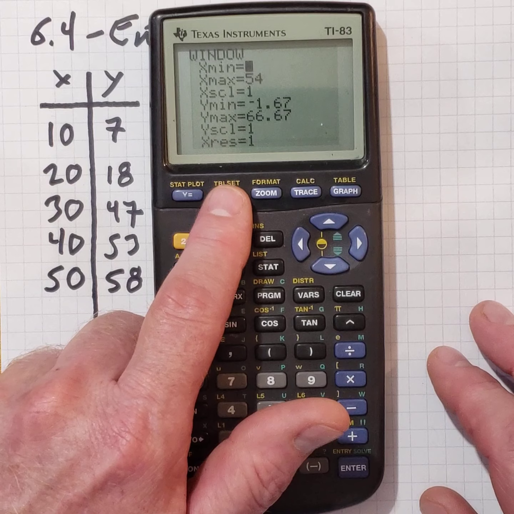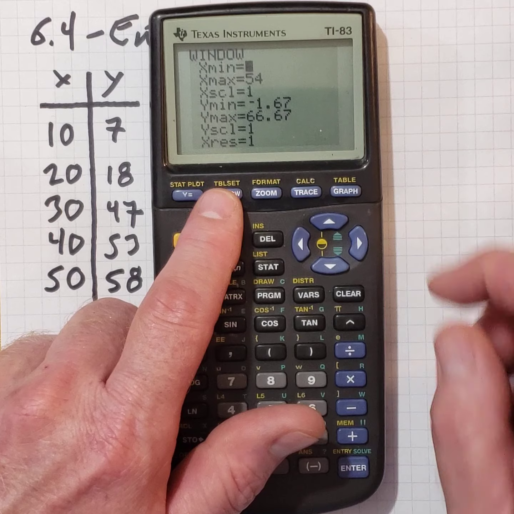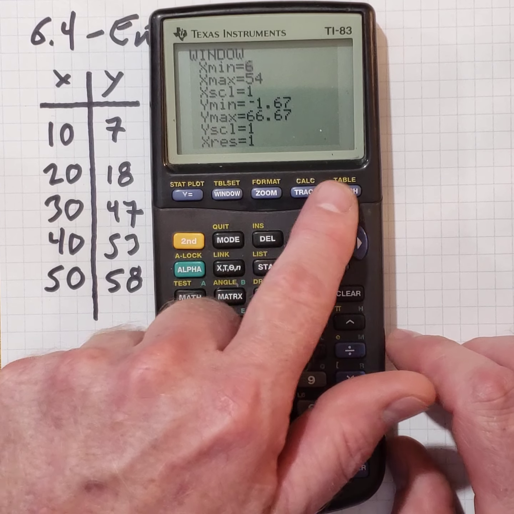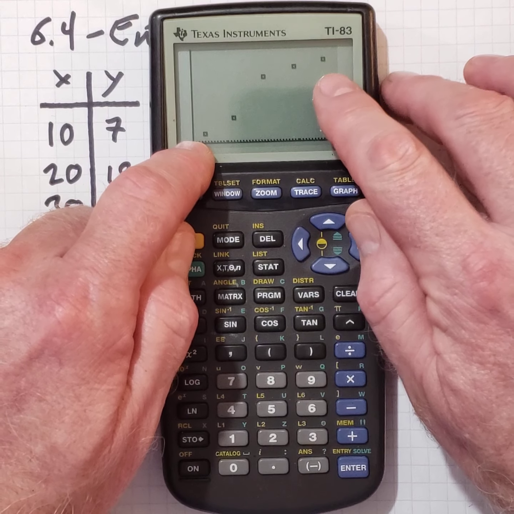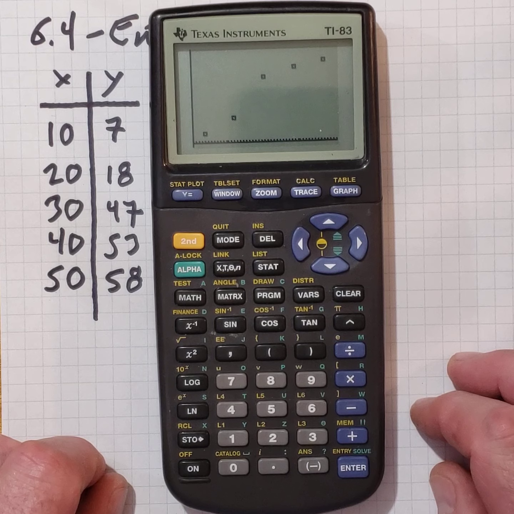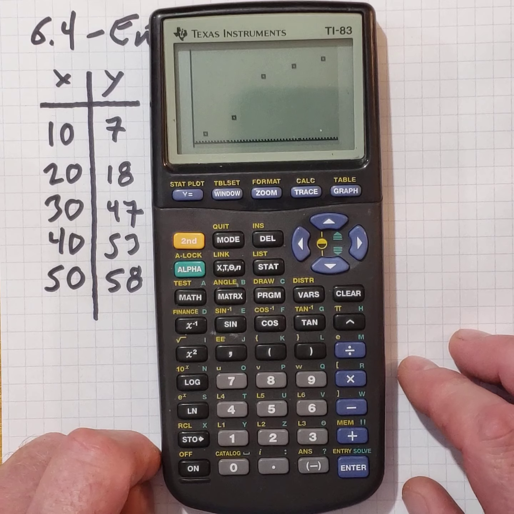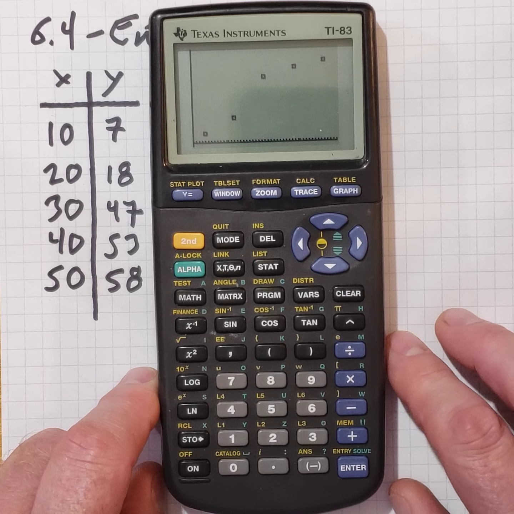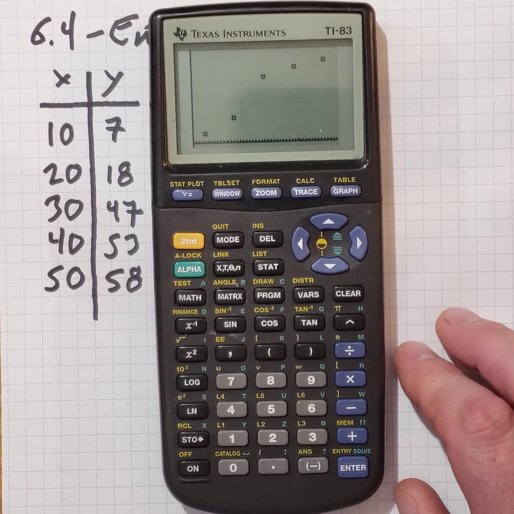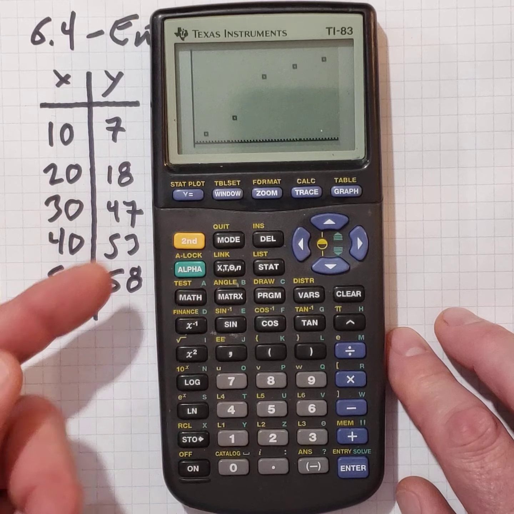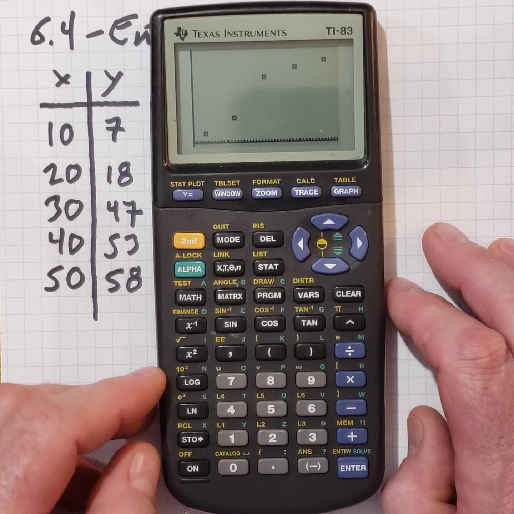If we go to window here, we can see it's showing from 6 to 54 and from -1.67 to 66.67. I'm not sure why it chooses those numbers exactly, but it does give us a little bit of a buffer on the edges so that these dots aren't right up against the edge of the screen. Okay, and that gives us our scatter plot so we can see the relationship between the data here. And that's not right on a line, but it's fairly close to on the line. So I would expect a positive correlation, of course, it's going uphill, and I would expect that to be fairly strong. Well, let's get the calculator to tell us what it is.